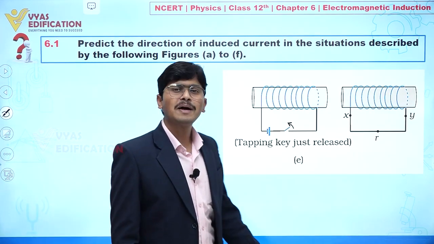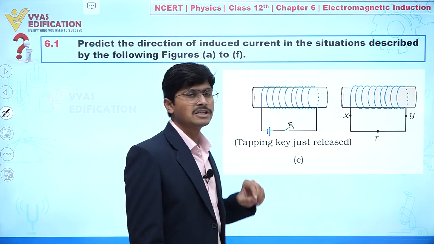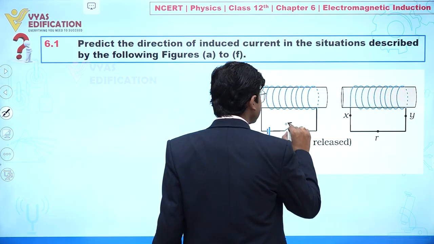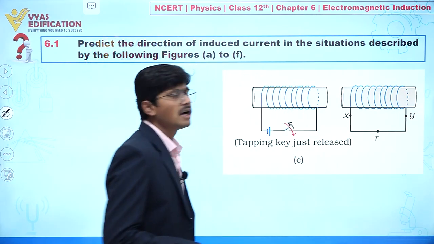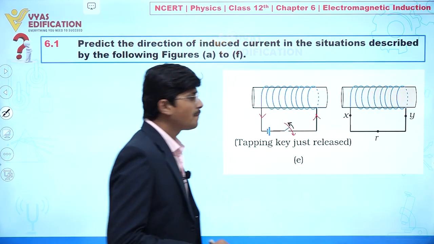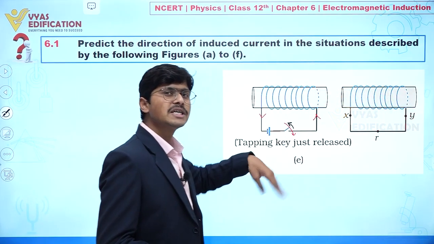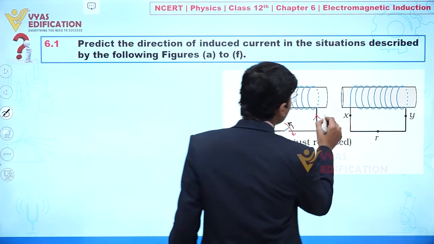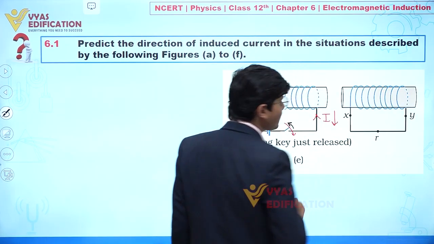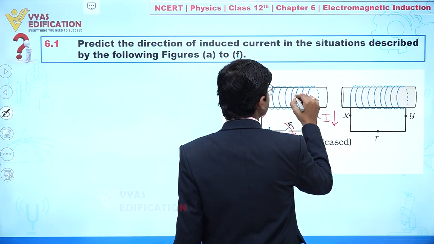Now if I talk about part number E, in part number E you can see the tapping key is just released. It means initially, let's suppose this is a closed circuit and a particular amount of current is already flowing in this circuit. Clear? But what will happen when we just release this tapping key? Just release means the value of current is decreasing here. Yes or no? And you can say current is flowing in this direction like this.